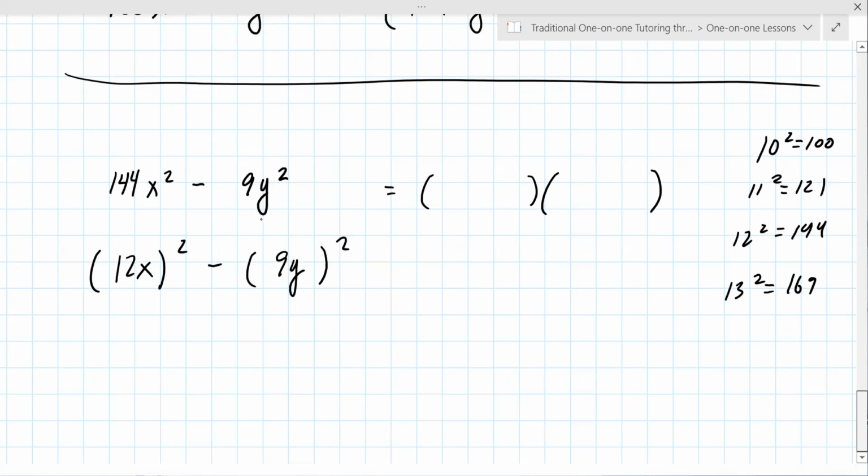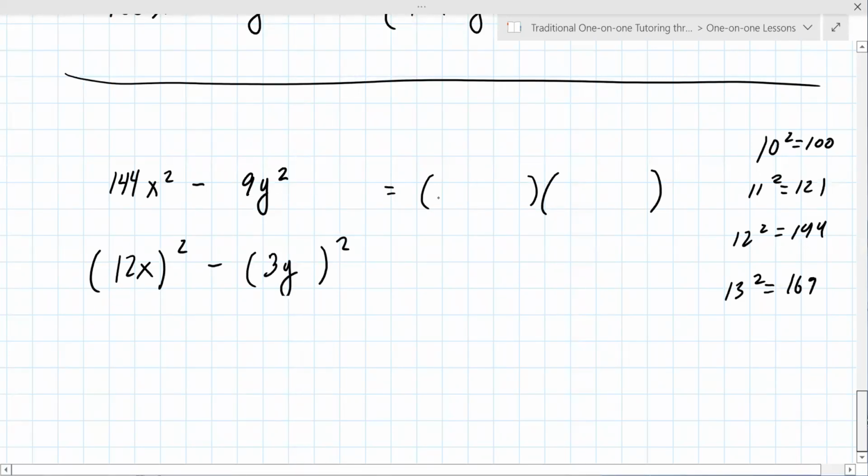So the other one is 12x. No. So if it was 9, it'd be 3. 3y, yes. Yep. So what goes in parentheses? 12x minus 3y and 12x plus 3y. Perfect. Good.